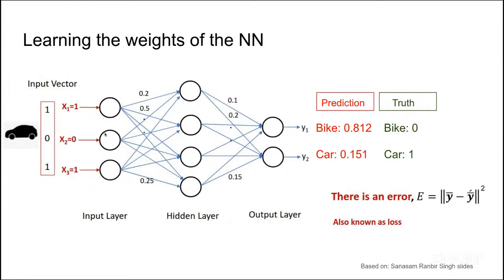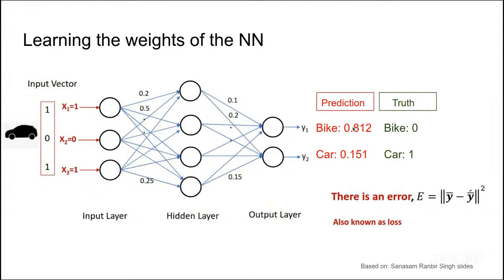It has predicted a bike with probability 0.812 and a car with 0.15, so this is definitely not correct. You want the car probability to be high and the bike probability to be low. So you want to update the network's weights W and V such that the car probability becomes higher when it sees a car and the bike probability becomes lower. The truth is bike probability 0 and car probability 1, so there is an error between these two.